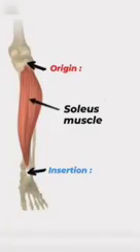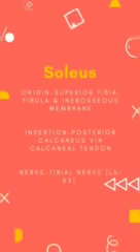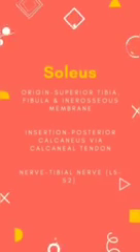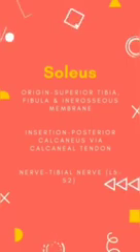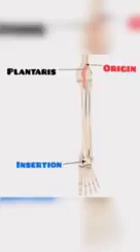Soleus. Origin superior tibia, fibula and interosseous membrane. Insertion posterior calcaneus via calcaneal tendon. Nerve. It is innervated by the tibial nerve L5 to S2.